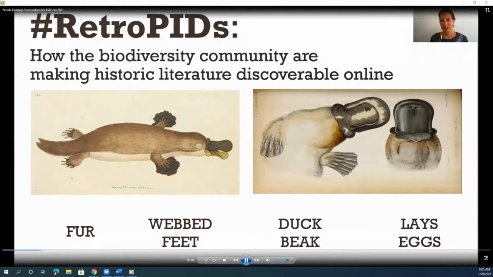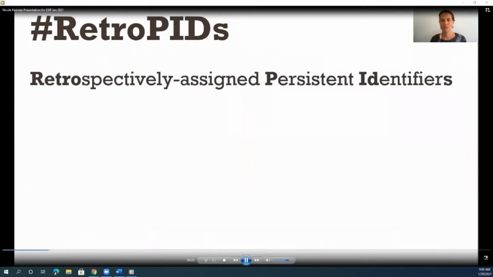The historic literature about the platypus is hugely significant, but it's also really hard to find. And I'm going to talk to you today about why that is and what we've been doing in the biodiversity community to make that historic literature discoverable online, using retropids. So what's a retropid? A retropid is a retrospectively assigned persistent identifier. Now, I believe that's a new term. Pretty sure it's a new hashtag, and I'm hoping it catches on.